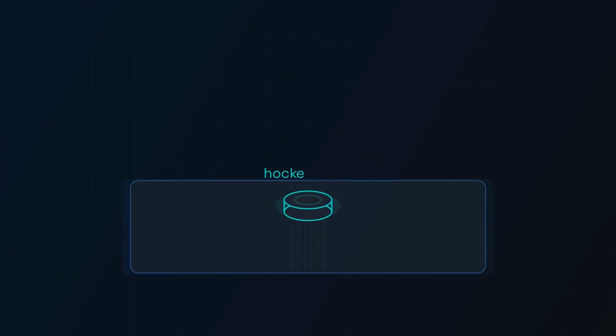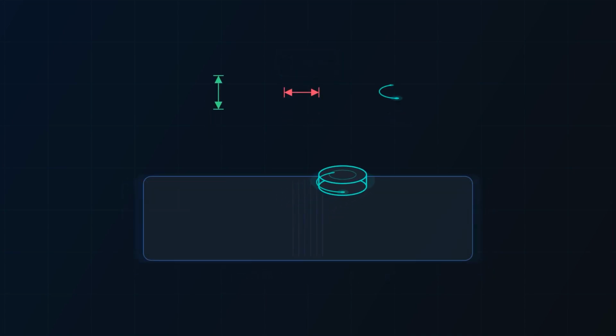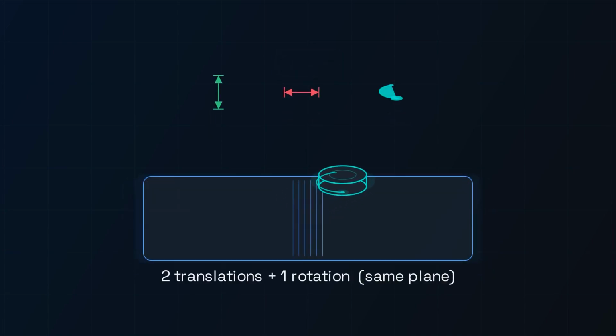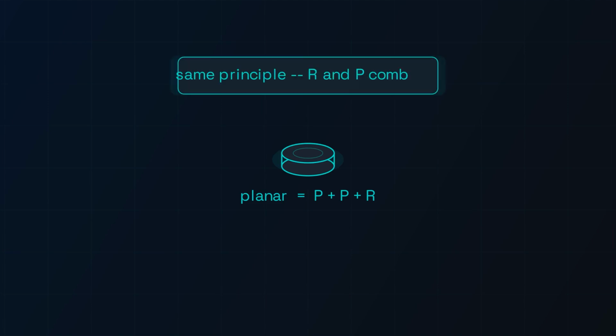Finally, imagine a flat ice hockey puck, which is sliding on a frictionless ice surface. It can move forward and backward, and it can also move left and right. Apart from that, it can also spin in place. That's three independent motions, two translations and one rotation, all within the same plane. This is a planar joint. That's 3 degrees of freedom. Two prismatic, one revolute, all sharing the same location. So it also follows the exact same principle.